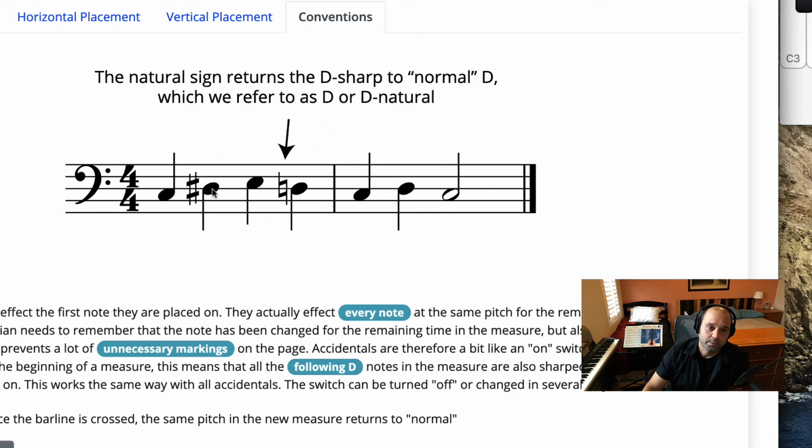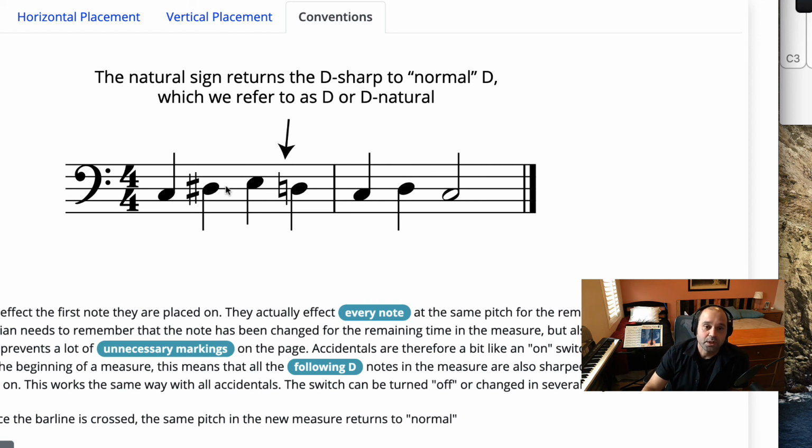So sharp, D sharp, if I want to go back to normal D before the bar line, I need to put this natural symbol here, this boxy natural symbol, which if you're handwriting it is an upside down 7 and a right side up 7 that meet on their edges there. So that's an easy way to draw it. Upside down 7, right side up 7. Cool, and that's about it.